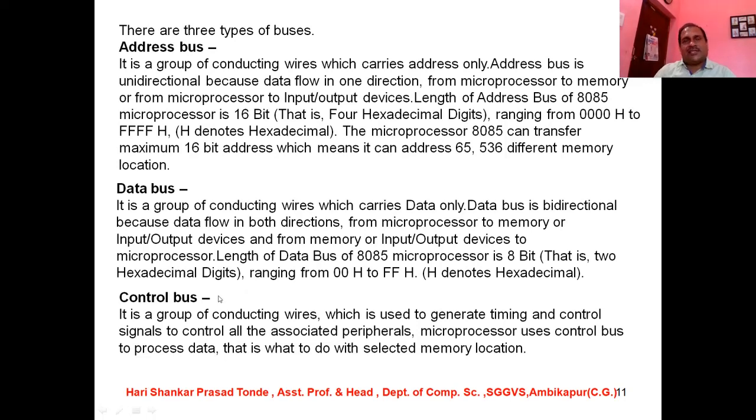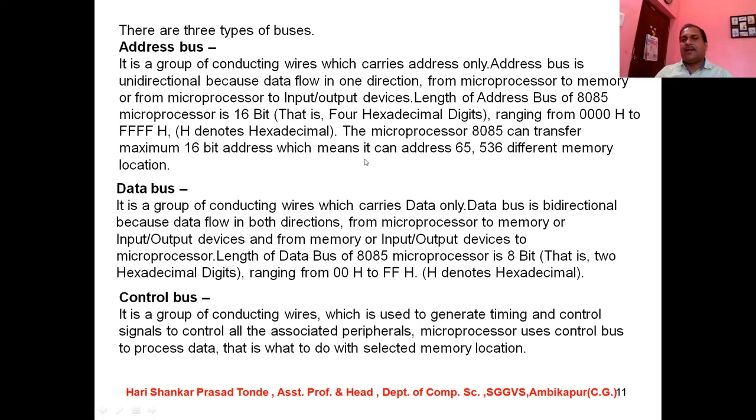So let's see what is actually happening in the address bus. The address bus is a group of conducting wires which carries addresses only. The address bus is unidirectional because data flows in one direction only, from the microprocessor to memory, or from the microprocessor to input output devices. The length of the address bus of the 8085 microprocessor is 16-bit, which means 4 hexadecimal digits, ranging from 0000H to FFFFH.